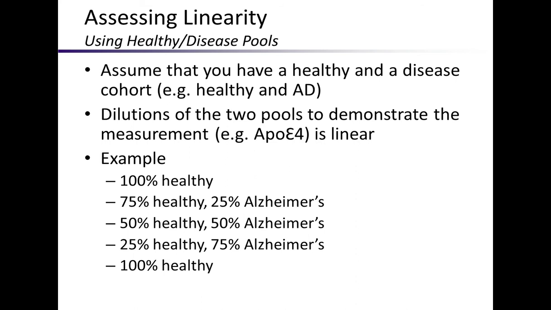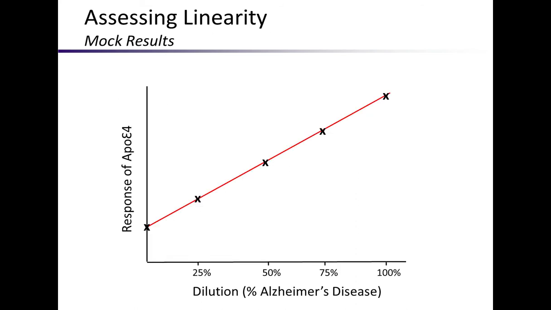Okay. You can also use healthy and disease pools. For example, if the chicken serum didn't work, I could use the Alzheimer's disease sample and then a healthy sample and do dilutions of the 2 pools to demonstrate that the measurement is linear between the 2. So for example, I can take 100% healthy down to 100% Alzheimer's. And if we show this data, say for ApoE4, some mocked up data, what you would see is that it's linear in between the healthy and diseased patients.